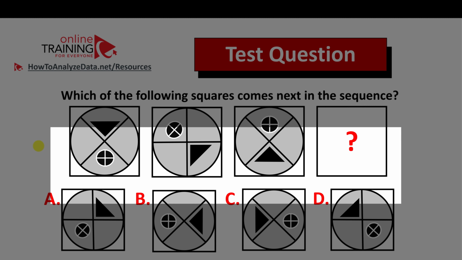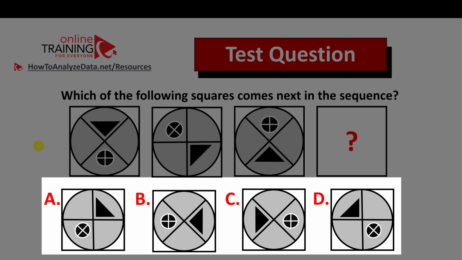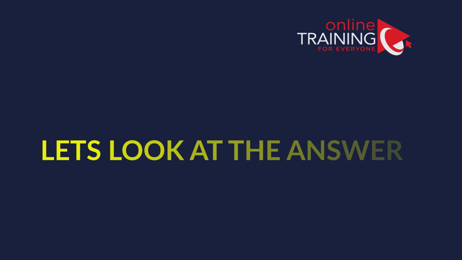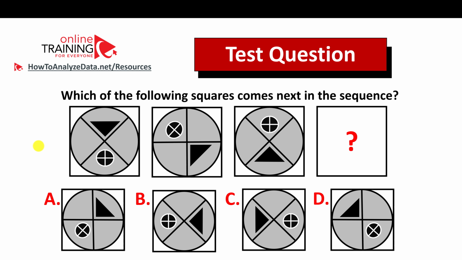You're presented with four different choices, A, B, C, and D. But first, you need to understand the pattern. Do you see the pattern? Please give yourself 10 to 15 seconds to see if you can come up with the solution. Did you figure out the answer? Let's continue to see how we can get to the correct solution and solve this challenge together.